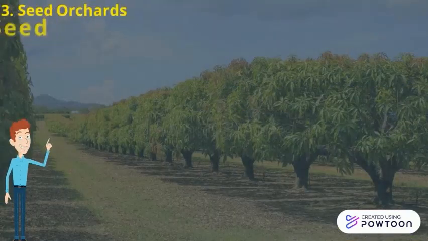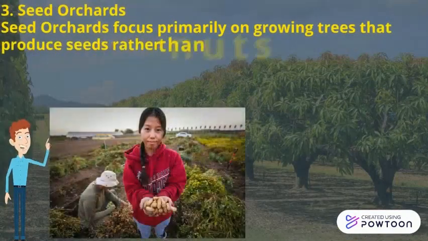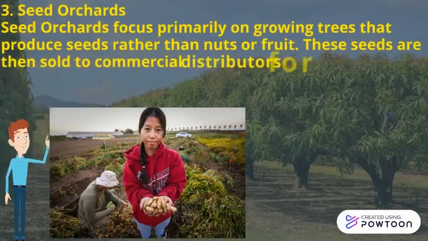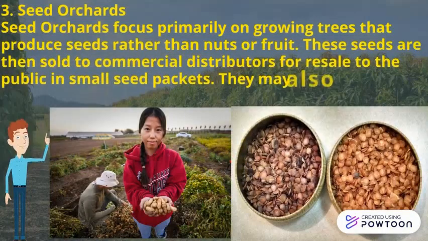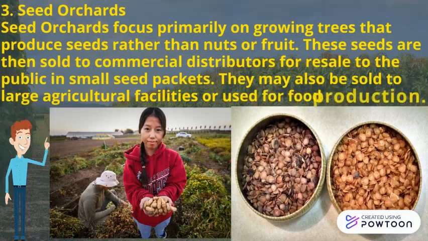Number 3. Seed orchards. Seed orchards focus primarily on growing trees that produce seeds rather than nuts or fruit. These seeds are then sold to commercial distributors for resale to the public in small seed packets. They may also be sold to large agricultural facilities or used for food.